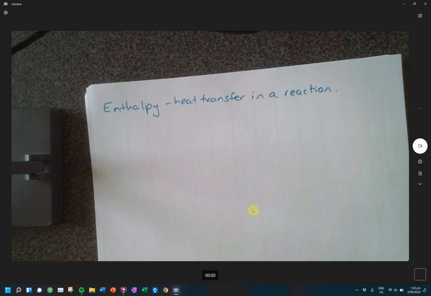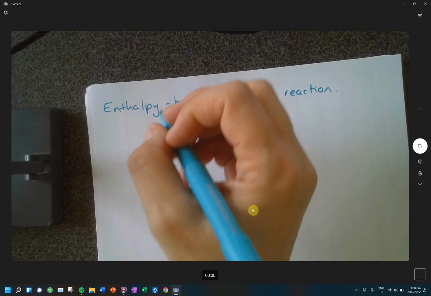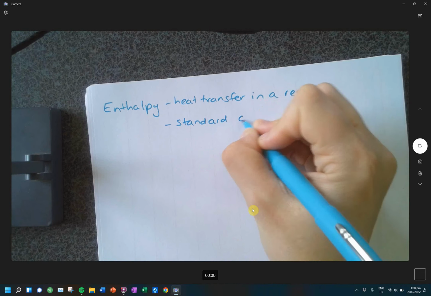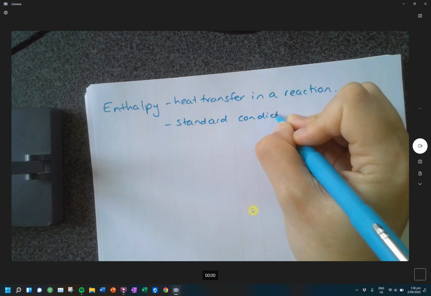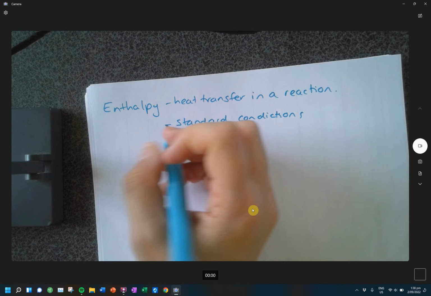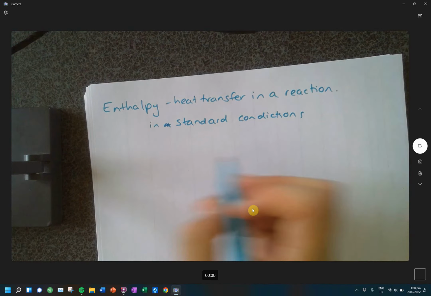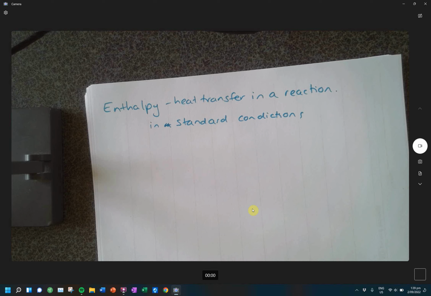With that enthalpy, be mindful that it does vary depending on the pressure and the temperature. So when we're talking about enthalpy in these examples, they're in standard conditions. Do you guys remember what standard conditions are? No, it's okay if you don't. It is 1 atmosphere pressure, which is what we're in, and it's also 25 degrees Celsius.